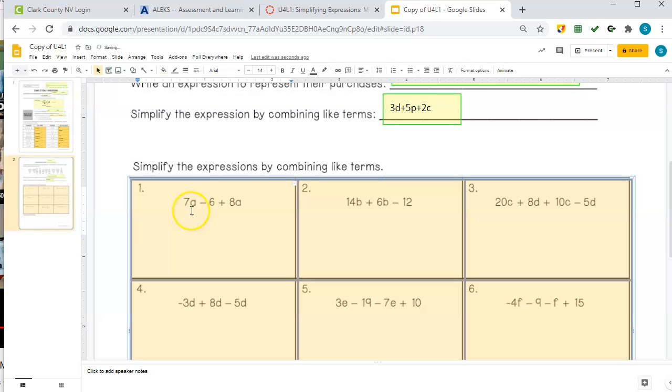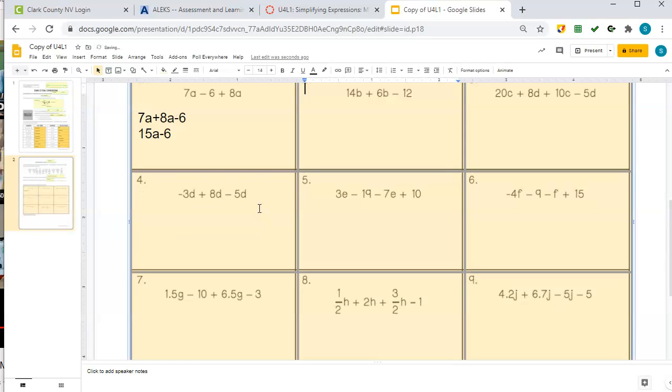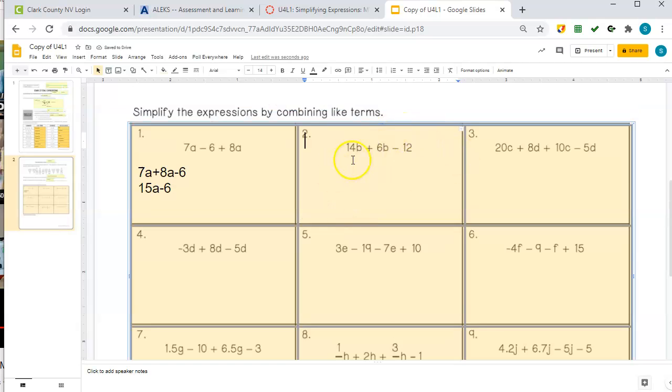So we can combine. Now, using our properties of operations, we can sort of reverse the order. So we can say this is 7a plus 8a minus 6. And then we can combine our like terms, and that's going to be 15a minus 6. Let's take a look at this one. We can combine these two terms. We can't combine the last terms. So we get 14 banana.